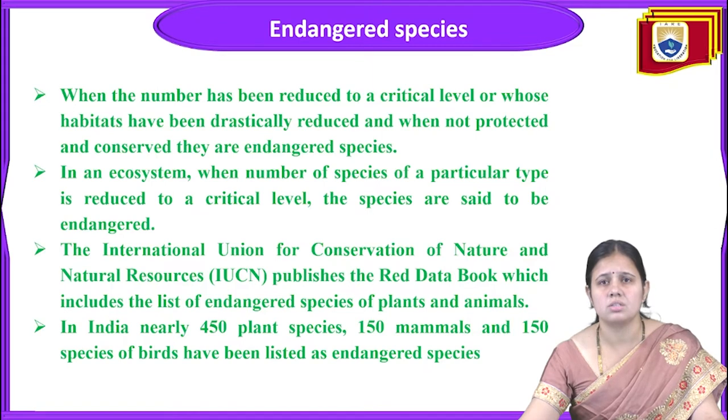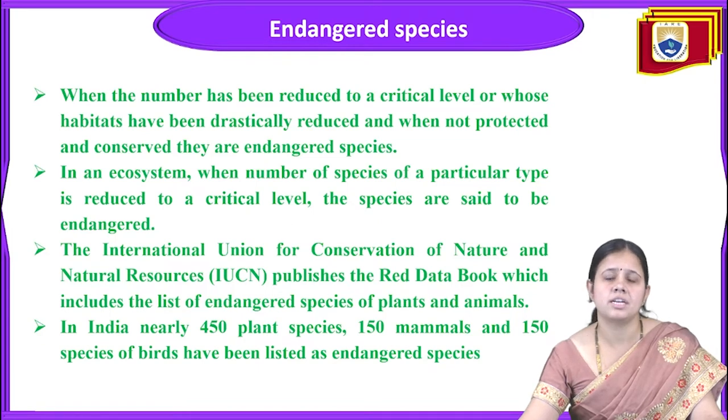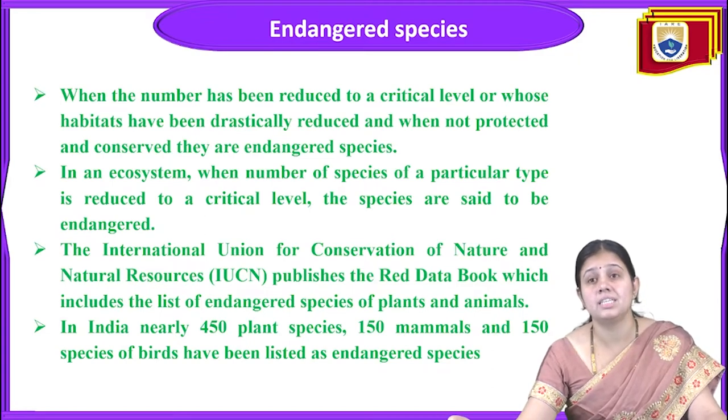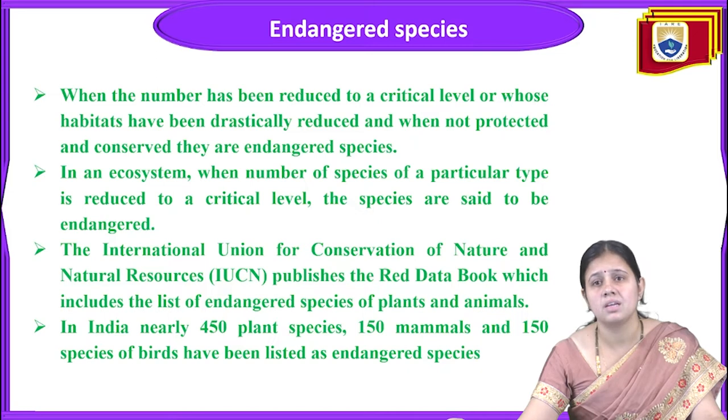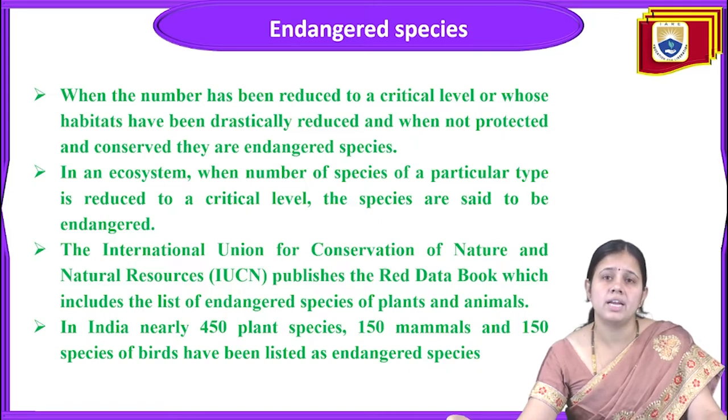In any ecosystem, when the number of species of a particular type is reduced to a critical level, these species are said to be endangered. That's why the International Union for Conservation of Nature and Natural Resources published a Red Data Book, which includes the list of endangered species of plants and animals. In India, nearly 450 plant species, 150 mammals and 150 species of birds have been listed as endangered species. So this is all about endangered species.